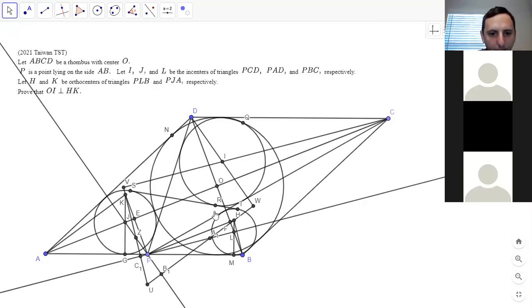AK, do you mean parallel to UH? Yeah, AK is parallel to UH because they're both perpendicular to PJ. We want to prove UP is perpendicular to AB. That would solve the problem. And if we can show, well, how would we define U? So we could draw the perpendicular at P. Yeah.